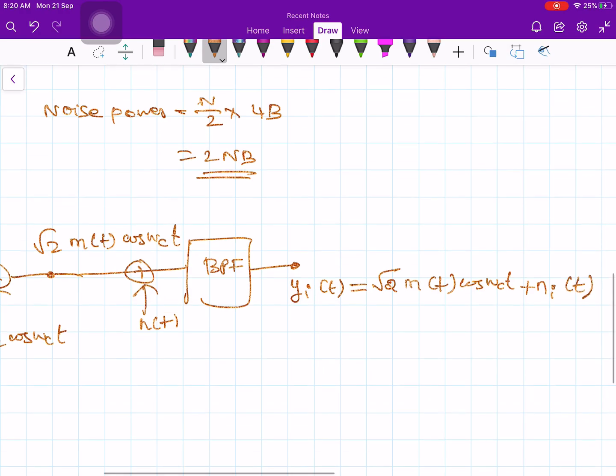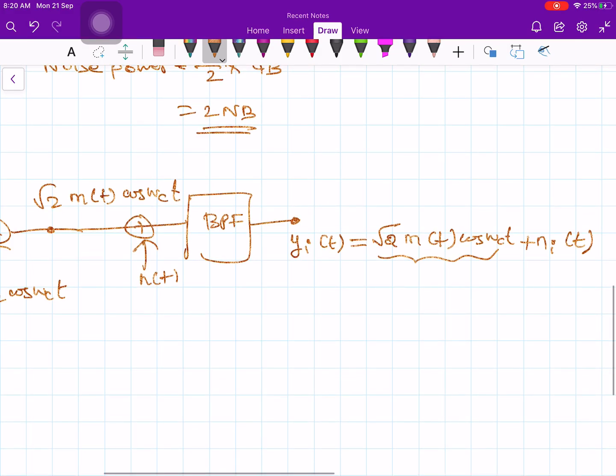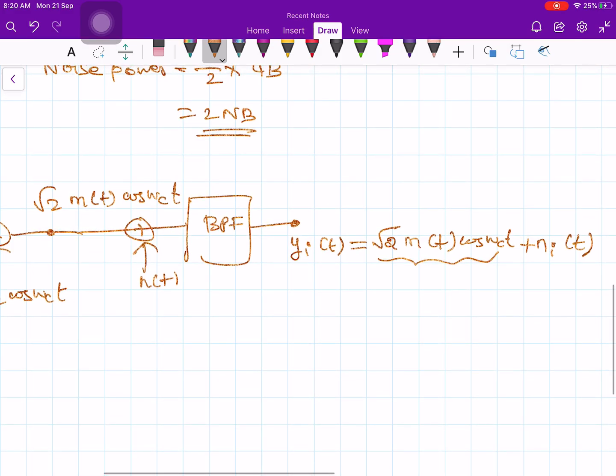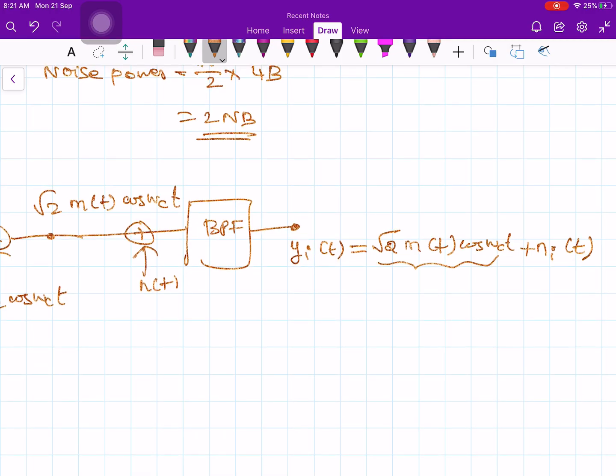Okay. So, what are you transmitting? You are transmitting root 2 times m of t times cos omega ct. So, after band pass filtering, what will be the signal power? Signal power will be the same. Signal power will not be changed. But after the band pass filter, the signal will be the same. But what about the noise?